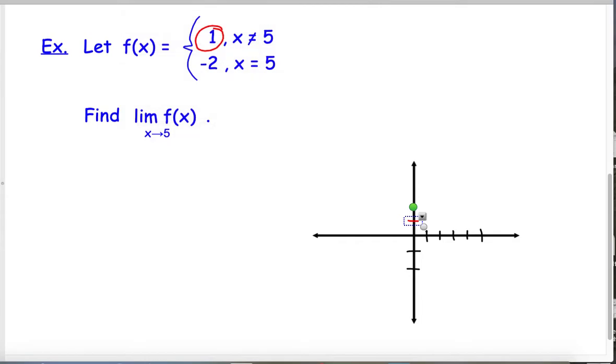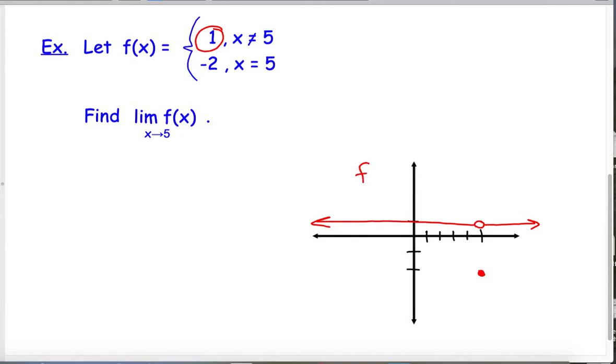Let's get color coordinated here. All right, let's try it again. So except for at x equals 5, my function is equal to 1. That's supposed to be a nice horizontal line. Oh well, I did my best. All right, so the function equals 1 when x is not 5. And when it is 5, the function equals negative 2. So there's actually a single point right down here. So this is my function f.